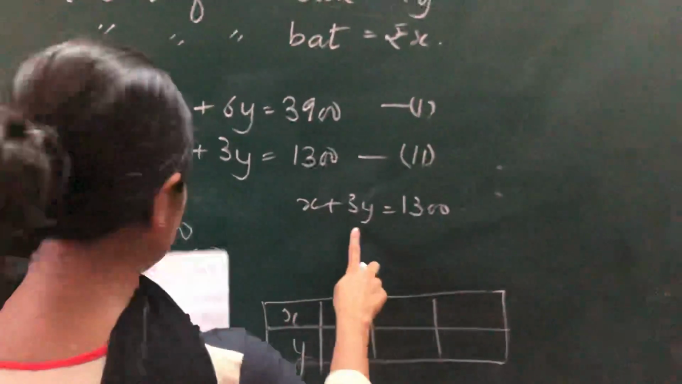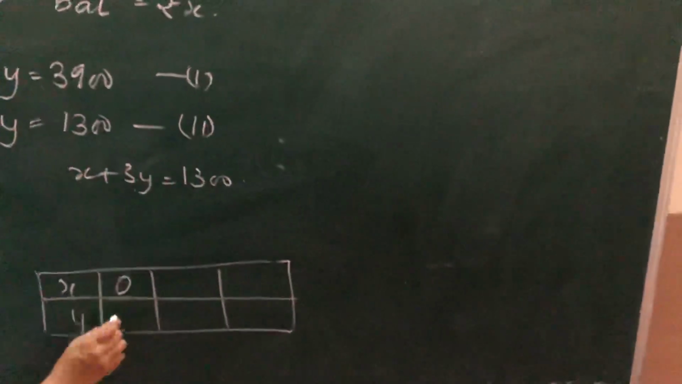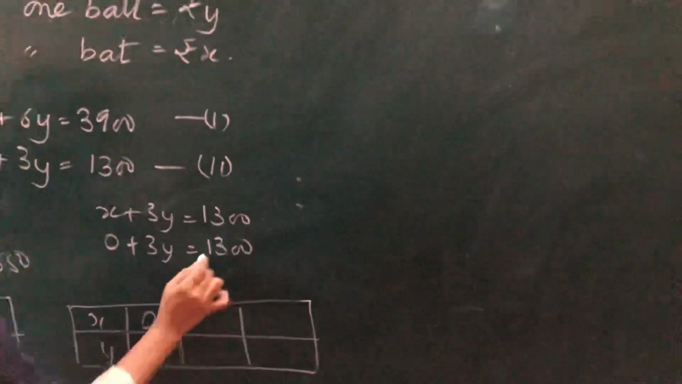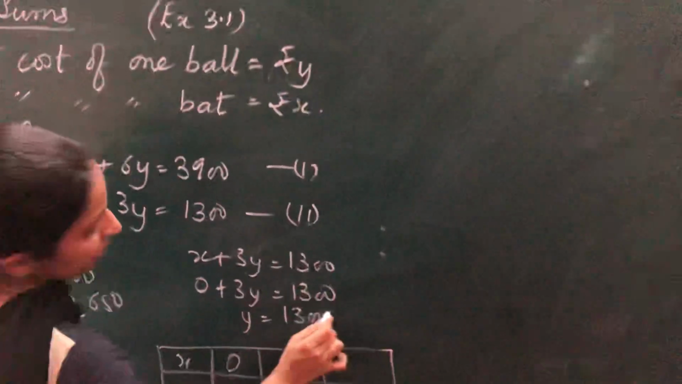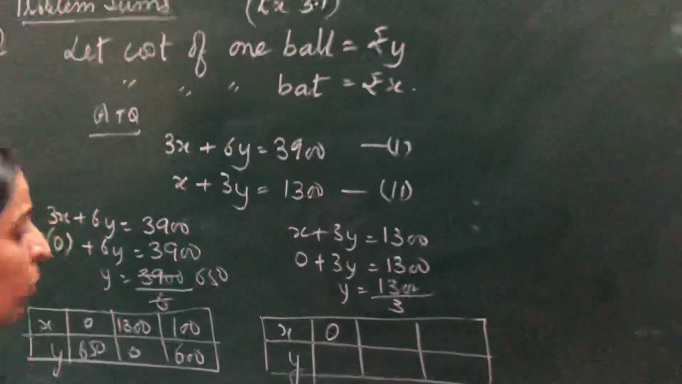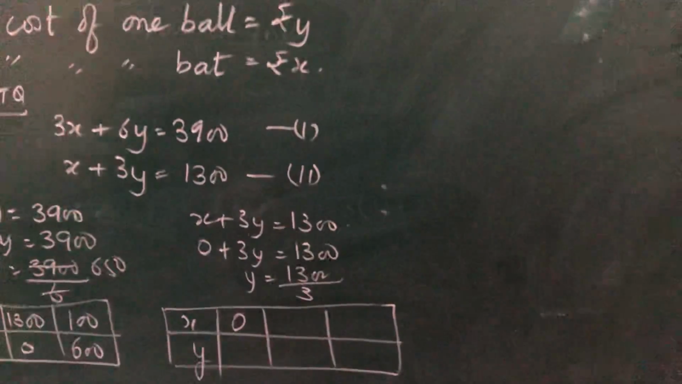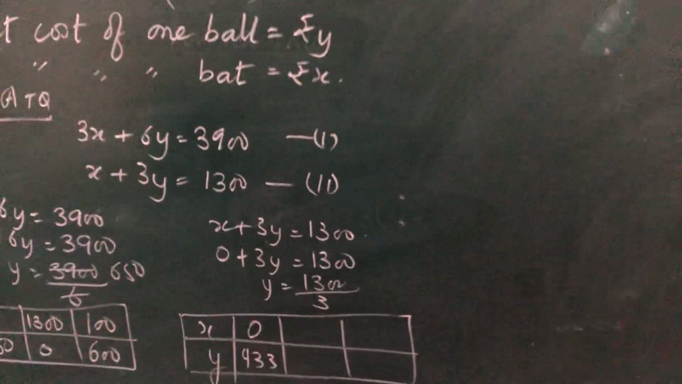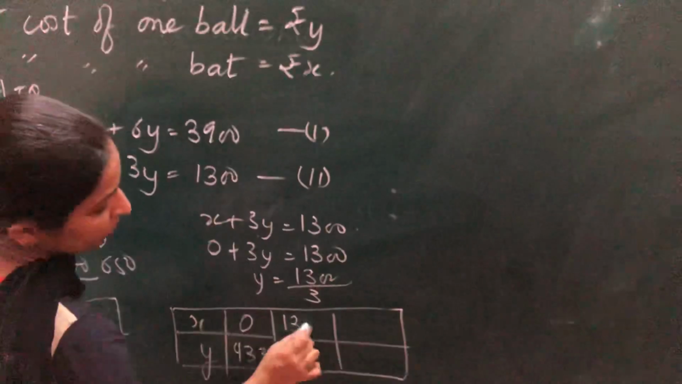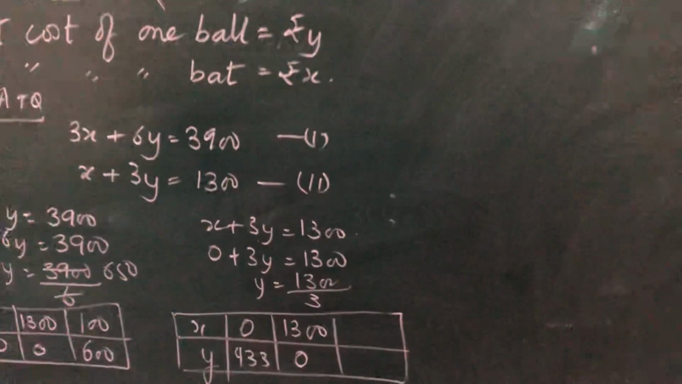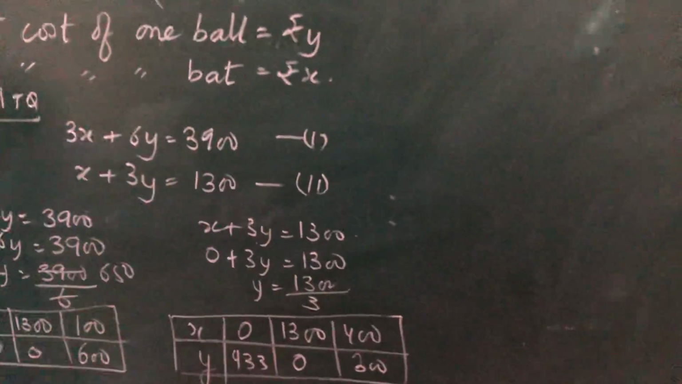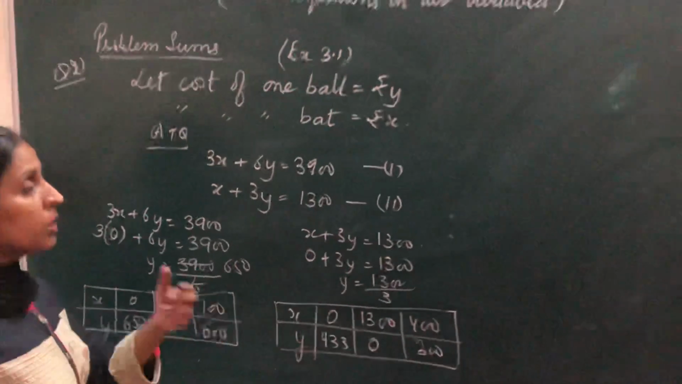Now for the second equation, if I take x as 0, then y will be 1300 upon 3. It's going to be a decimal number, so as an approximate value we can take 433. Same way for y, if I take 0, this is 1300. If it is 300, this value is 400. So these are the 2 solutions you have.